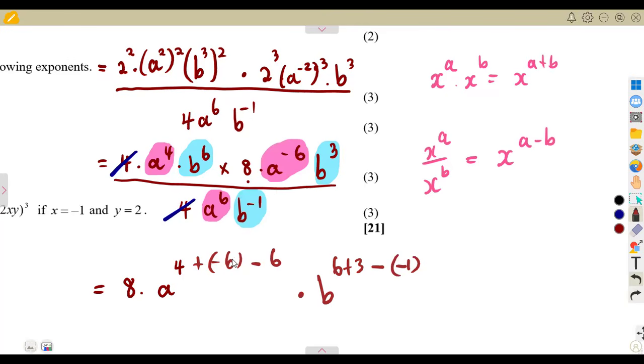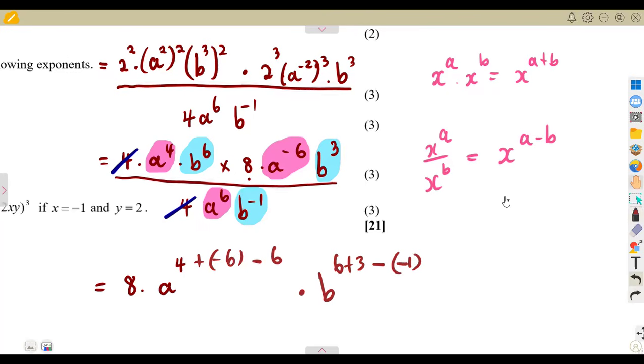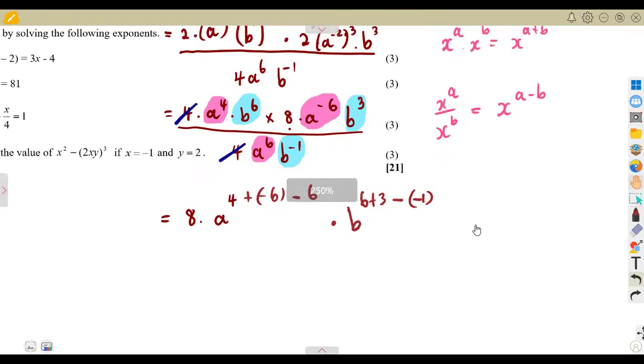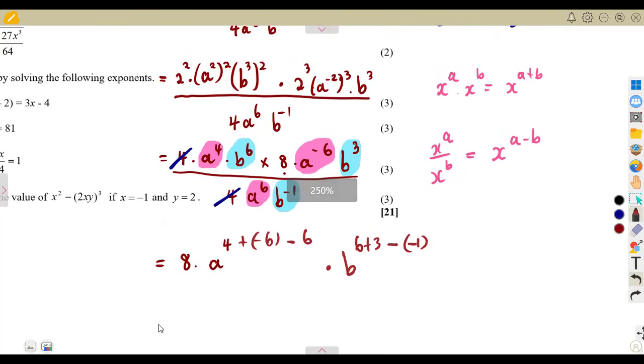So at the end of the day, we are going to see that these being combined together, it is going to be something of this nature. We are going to obtain 8. Let's consider this. This is a plus and a minus, so we're going to obtain a minus. So it's 4 minus 6 minus 6. So that is what we have there. 4 minus 6 minus, or you can just do this.